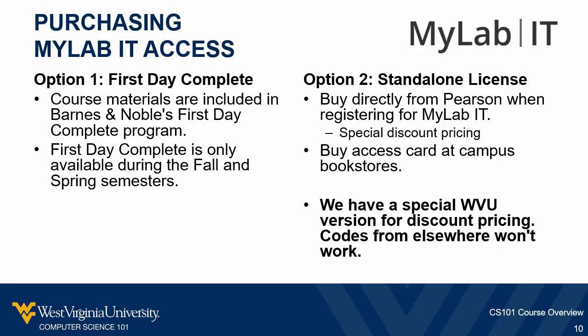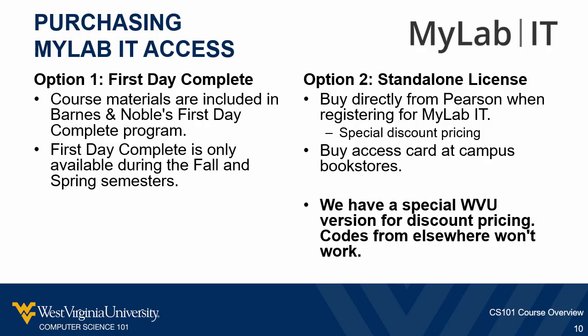The other way is to just purchase access specifically for MyLab IT. The simplest way to do this is as part of the registration process for the software. When you go to register for MyLab IT, you can say that you want to buy access right then and there using a credit or debit card. We've arranged for special discount pricing from Pearson that should help save you some money on this option. The other way is to get an access card from the campus bookstore and then use the access code that's inside of that to register.